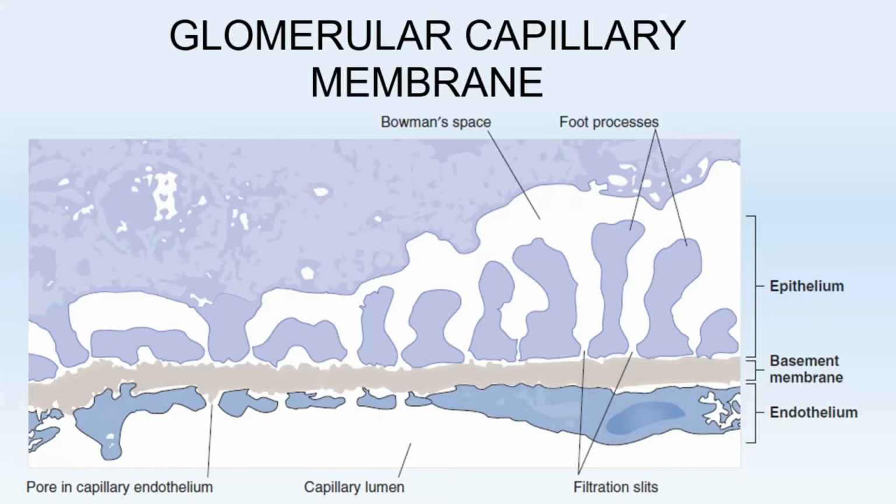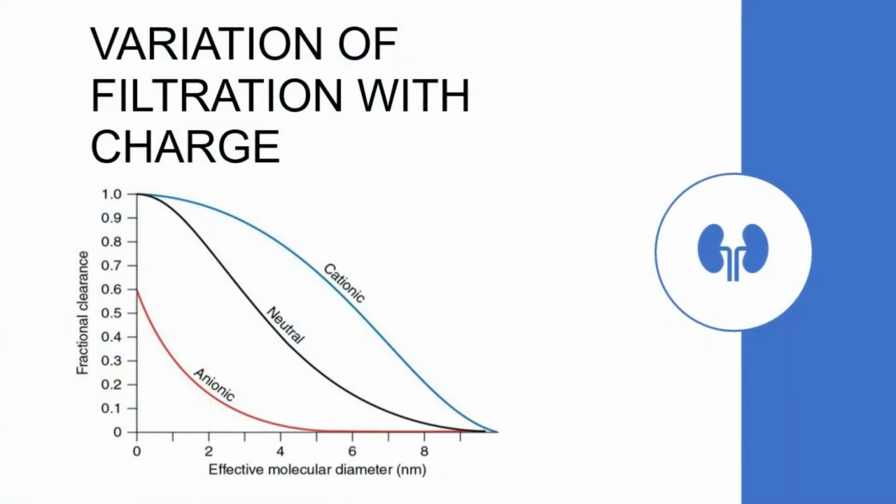The high filtration rate across the glomerular capillary membrane is due partly to its special characteristics. The capillary endothelium is perforated by thousands of small holes called fenestrae, similar to the fenestrated capillaries found in the liver, although smaller than the fenestrae of the liver. Another special characteristic of the glomerular capillary membrane is its selectivity for charge and size of the molecule. As you can see in the graph, a molecule that is either neutral or positively charged, between 4 and 8 nanometers in diameter, will be filtered optimally.